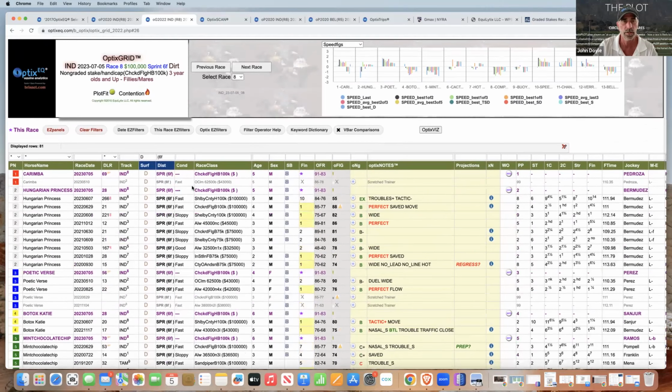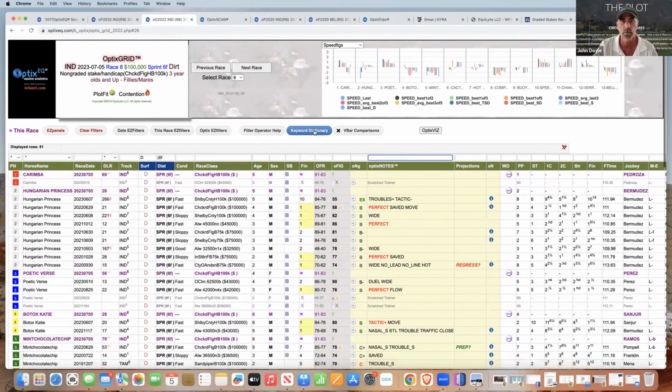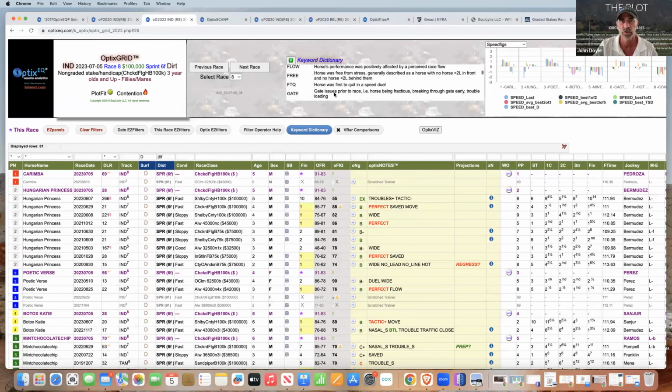Okay, the next thing I want to look at is a little different than I normally look. I'm going to look at Optics Notes keywords. And what I want to search for is horses who have taken pressure and how well they've done with that pressure. So I'm going to look at certain keywords. And if you want to look up keywords, you go to Keyword Dictionary, and that shows you all the keywords.